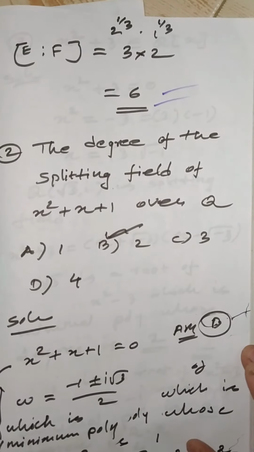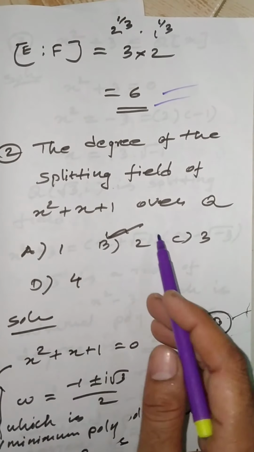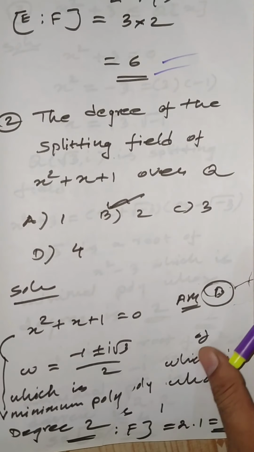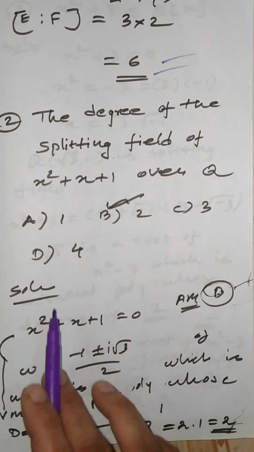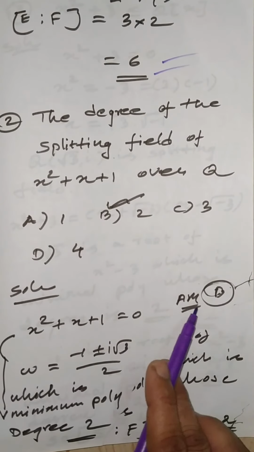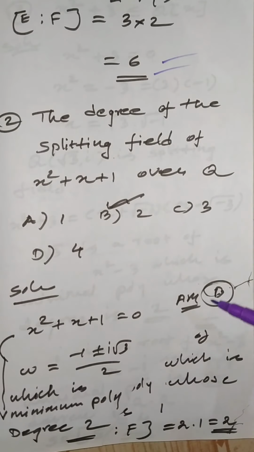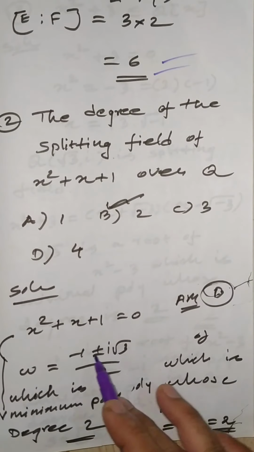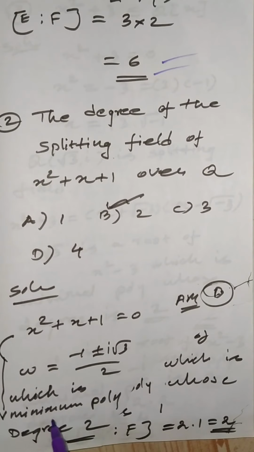Next interesting problem, the second one: the degree of the splitting field of x square plus x plus 1 over Q. The 4 options are given. So we will find which one is the correct solution. x square plus x plus 1 equal to 0. Because we have to find out the degree, for that, just now we have seen this one. So omega is the root, which has the minimal polynomial whose degree is 2. So the answer is 2.